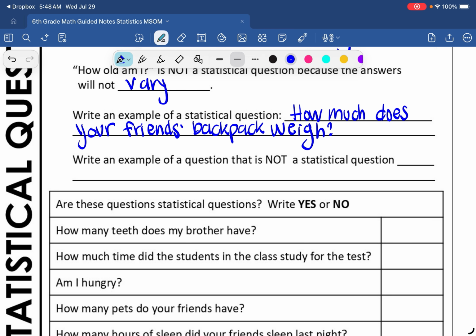Write an example of a question that is not a statistical question. So we're going to think of a non-example here. A question where it's only going to be one answer. So my question might be, what color is my backpack? If I ask people what color is my backpack, they're only going to give me one answer.